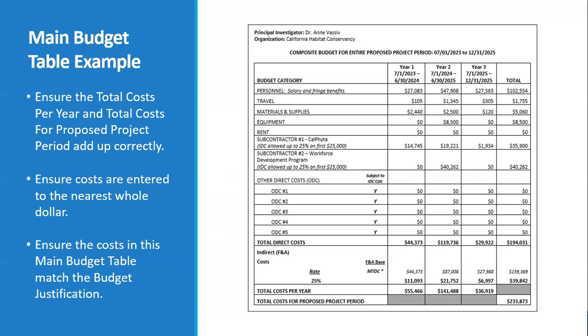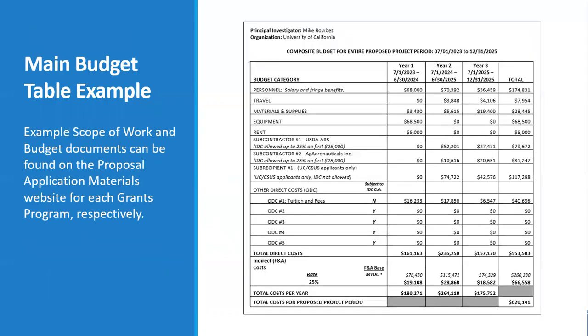So we've talked about how the main budget table total direct cost needs to match the task budget, but all of these costs also need to match the budget justification. All right, so these materials, as I've noted, can be found in the guidance documents for the research grants and alliance grants program, respectively. Those are found on the proposal application materials site for each grant program.